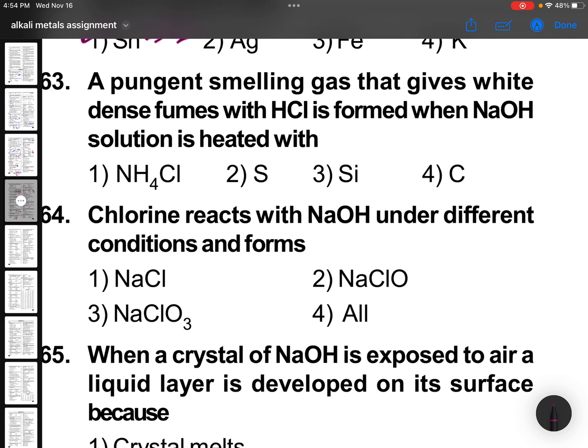A pungent smelling gas that gives white dense fumes with HCl is formed when sodium hydroxide solution is heated with. See, that pungent is nothing but ammonia. Dense fumes with HCl means NH4Cl. Just now I told you, into the palm, take salt, add NaOH, rub it, smell it. That is nothing but ammonia. So NH4Cl.